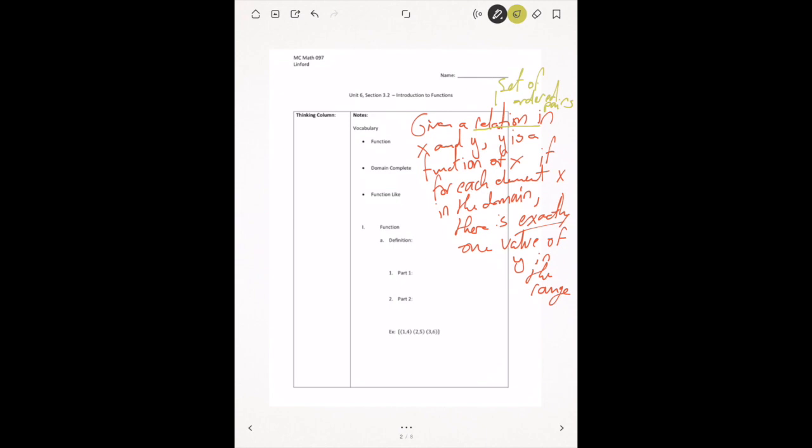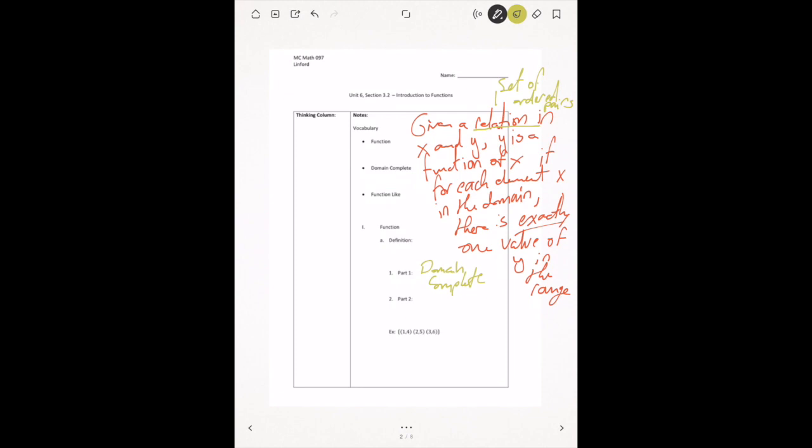They must meet two conditions. One of the conditions we call domain complete. Domain complete means that everything in the domain is mapped over to something in the range. I'm not leaving random domain values without being paired up to a range value.